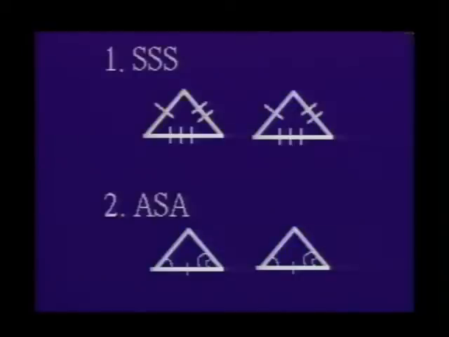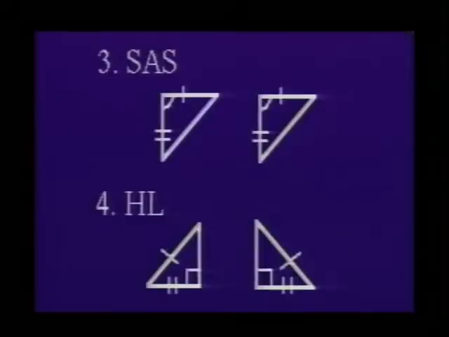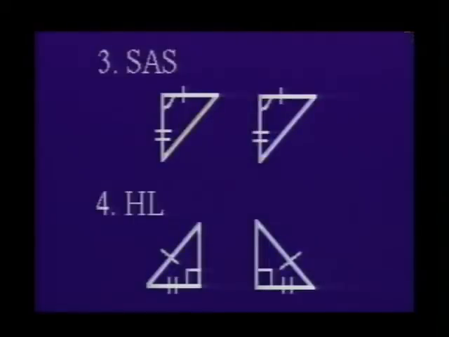Two triangles are congruent if two pairs of corresponding angles are congruent and the pair of corresponding sides between those angles is congruent. This is abbreviated ASA for angle, side, angle. Two triangles are congruent if two pairs of corresponding sides are congruent and the pair of angles formed by the sides is congruent. This is abbreviated SAS for side, angle, side. Two right triangles are congruent if the hypotenuse and a leg of one right triangle equal the corresponding parts of the other. This is abbreviated HL for hypotenuse leg.